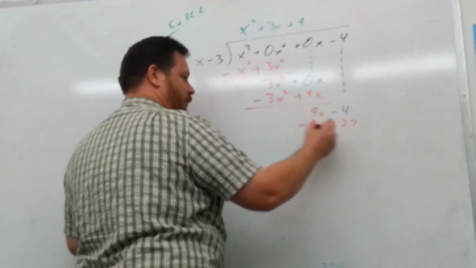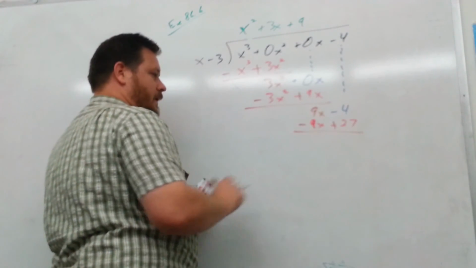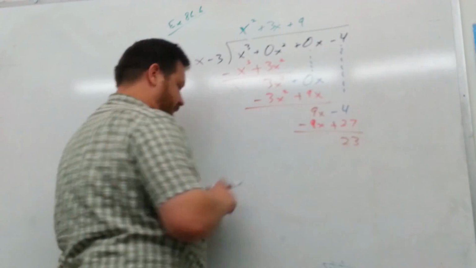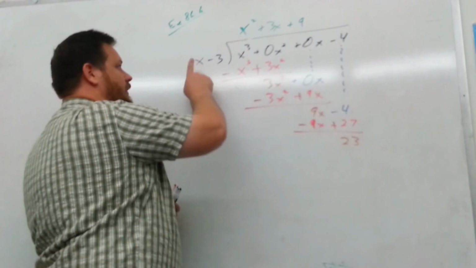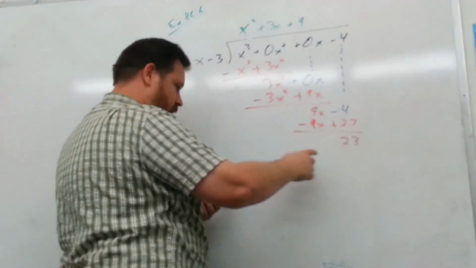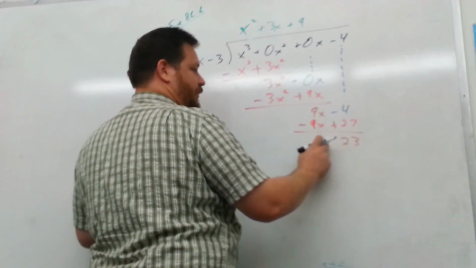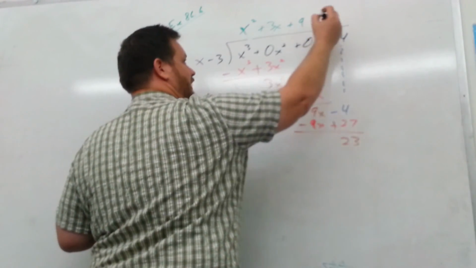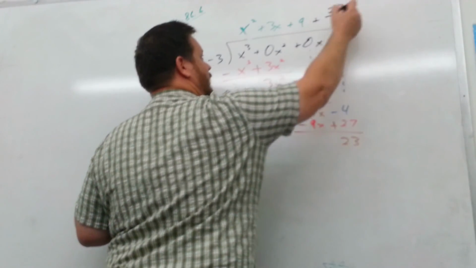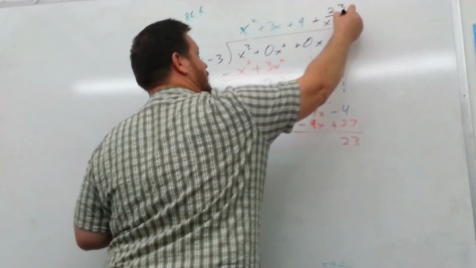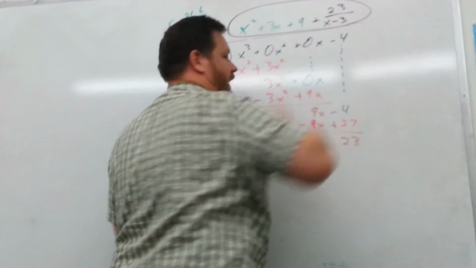Then I'm going to subtract. So you have to change both signs, and that's going to leave me with a positive 23. I have run out of x's, so I can't say x times something. So this is my remainder. It's a positive 23, so plus 23 over the divisor. And here is my answer to that problem.